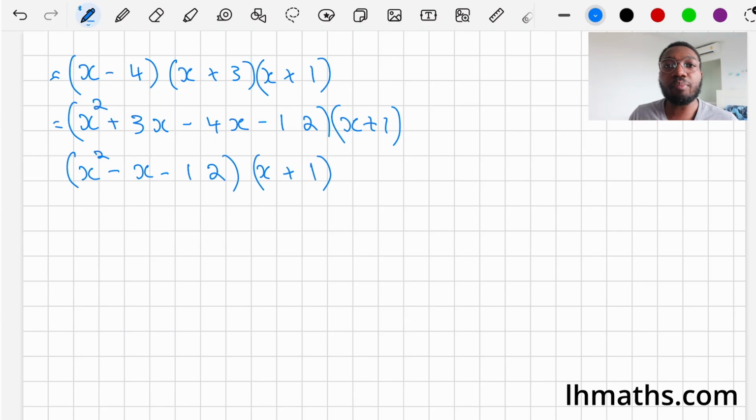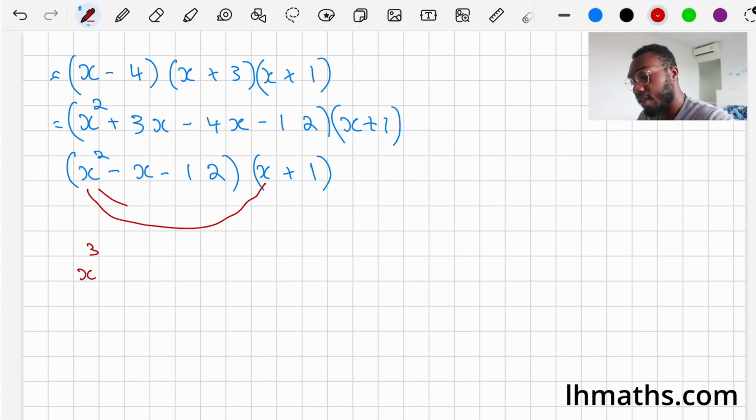So now that we've expanded the brackets out on the x minus 4 and x plus 3, and we've simplified down, now we can use that bracket to work out the rest of it. Okay, so now we can times everything by that x plus 1. So if we do that, now we're going to get an x squared times an x, which will be x to the power 3. And then we'll get an x squared times 1, which is just x squared.